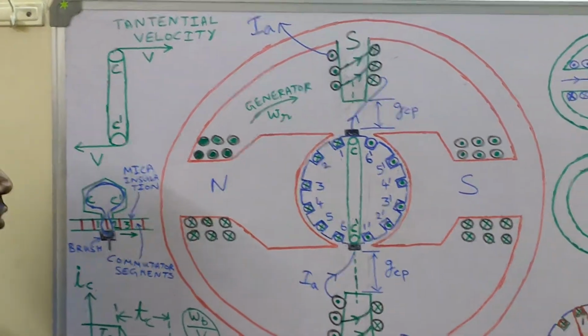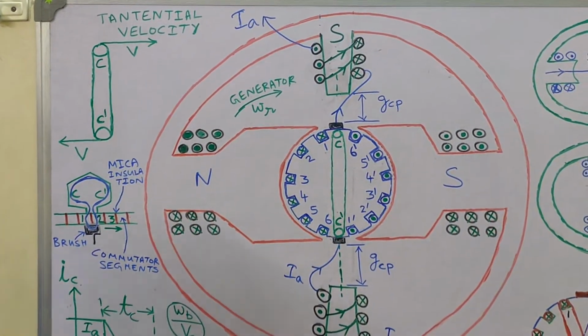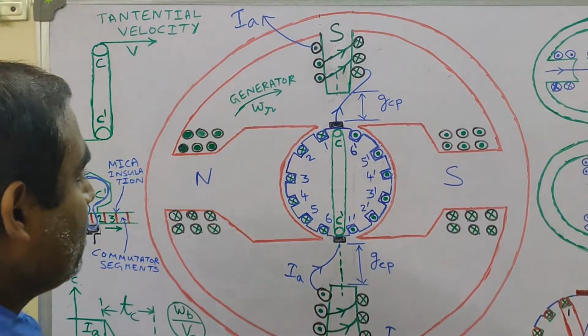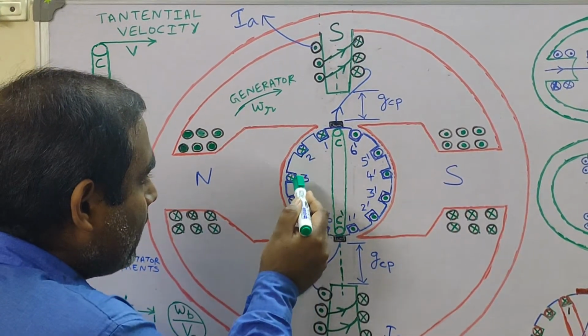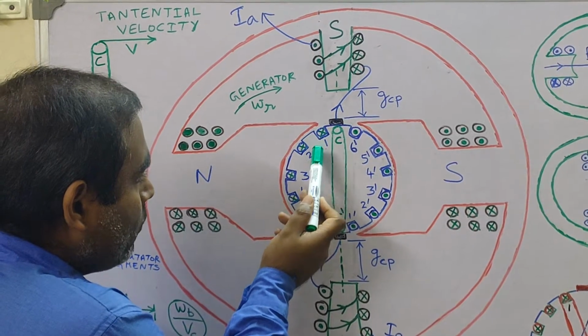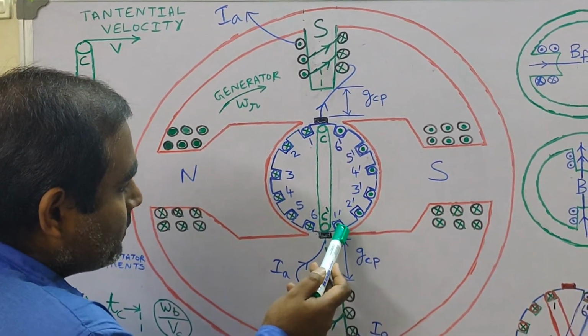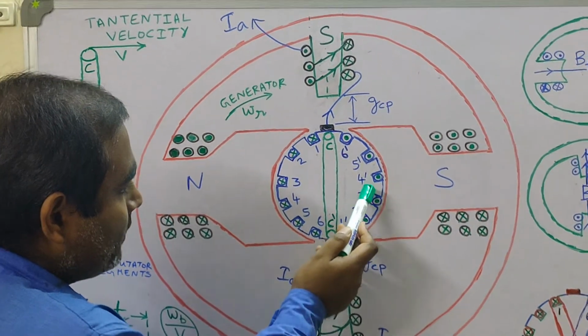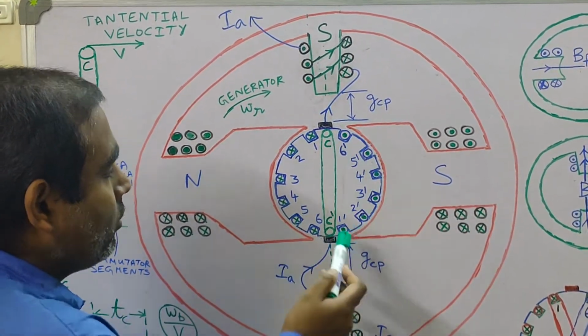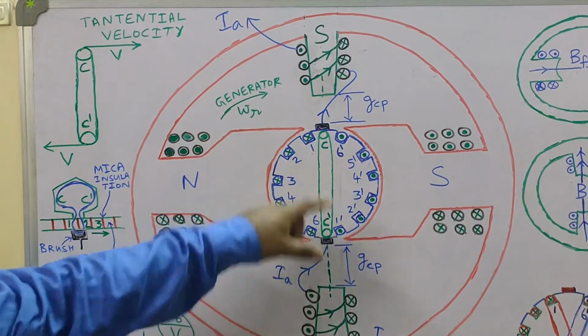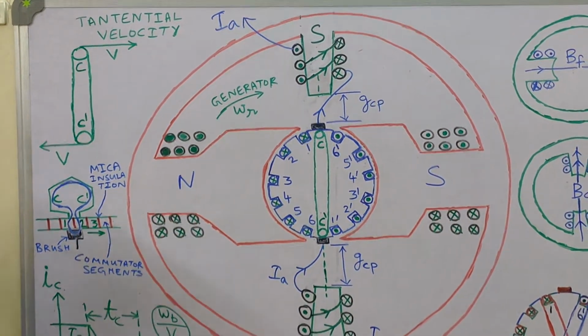Now let us first understand why the conductors in slot numbers 1, 2, 3, 4, 5, 6 are shown cross, and why the conductors in slot numbers 1 dash, 2 dash, 3 dash, 4 dash, 5 dash, 6 dash are shown dot. This is just in accordance with your Fleming's right hand rule.